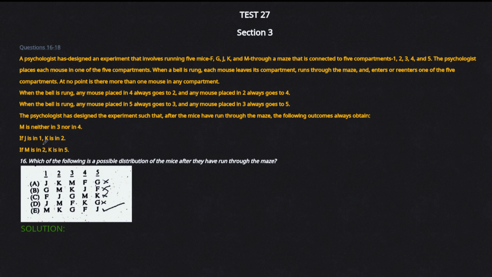Okay, a lot of information given here. What we have to keep in mind is that there are five mice and there are five compartments, and there are some conditions given before they start running, and then there are some conditions given after they have completed the run. So let's just put it into perspective. Let's just say before.